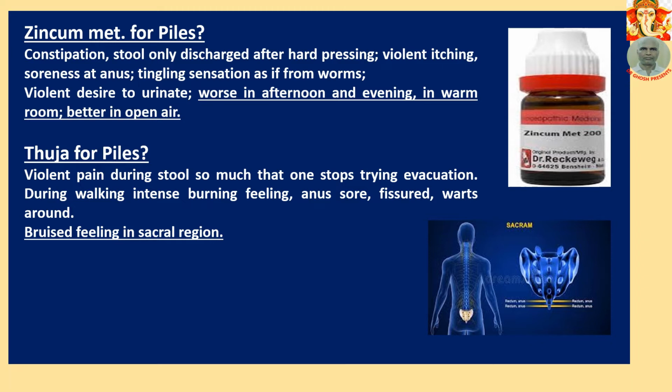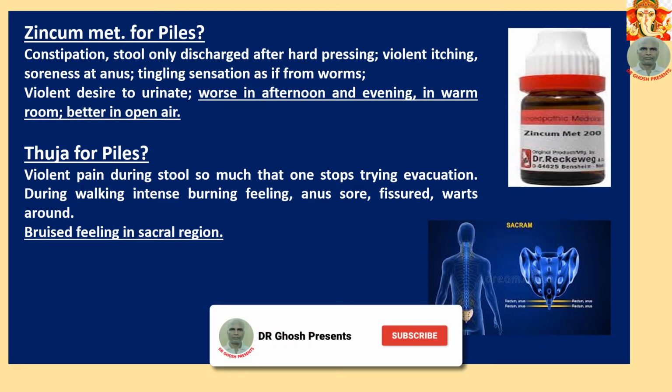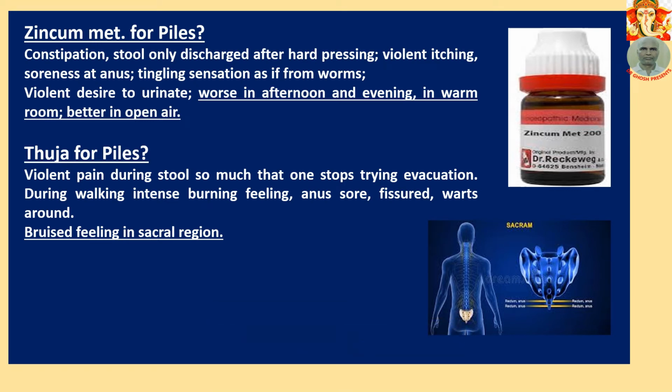Thuja for piles. Violent pain during stool, so much that one stops trying evacuation. During walking, intense burning feeling, and sore, fissured, bruised feeling in the sacral region. The sacral region, I have shown the sacral region. This is the spine bone. From here, cervical, then thoracic, then lumbar, then sacral. This is the sacral region or sacrum vertebra. There are 4 or 5 pieces of sacrum vertebra here.